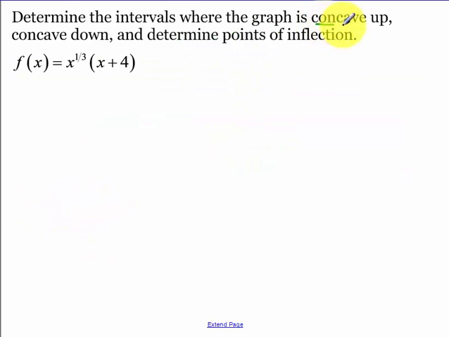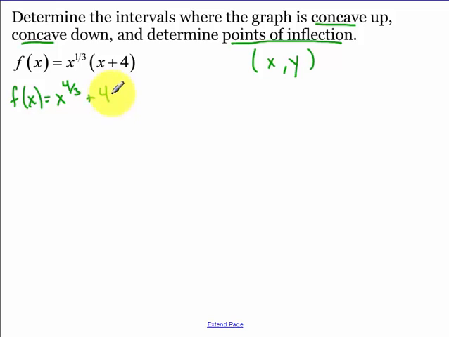Okay, so I need to look for my concave up, concave down, and points of inflection. Now remember points, we're going to want an x, and we're going to want a y. Okay, so my recommendation on this is distribute that 1/3 through to both terms. When you distribute that through, remember you're adding the exponents. Okay, that makes your derivative slightly easier to find.